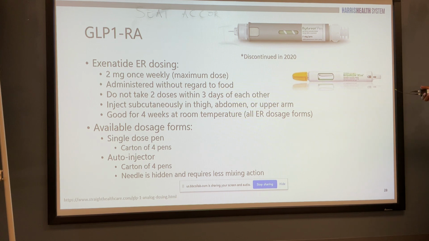I listed the injection sites there for you. One pen is good for 4 weeks at room temperature. And when patients get the Bydureon, they'll get it in a box. It'll be 4 pens in a box if they get a 1 month supply. Now the Bydureon was created with what they call a microsphere technology. And so it was to help release the medication really slowly over time. So it takes about 10 weeks to reach steady state.